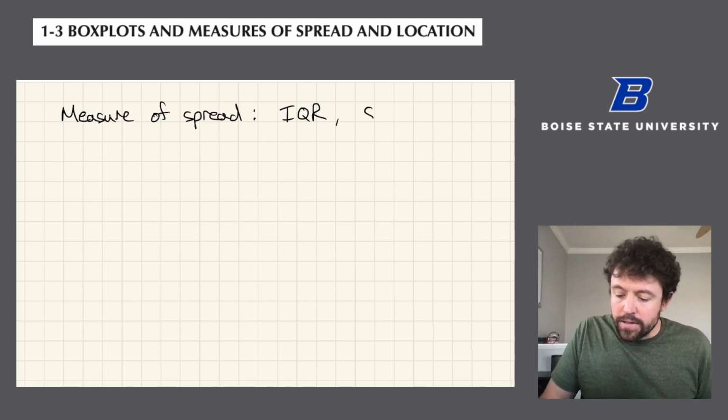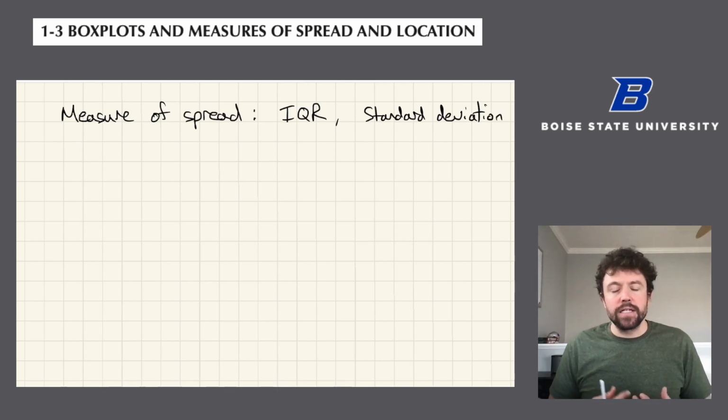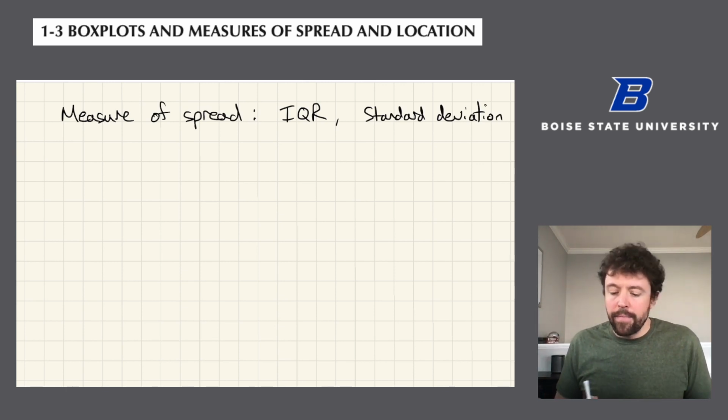And then also what's known as the standard deviation, which will become really important later in the course. It's a bit hard to define exactly what it is, but in some loose sense, it describes on average how far away data values are from the mean.